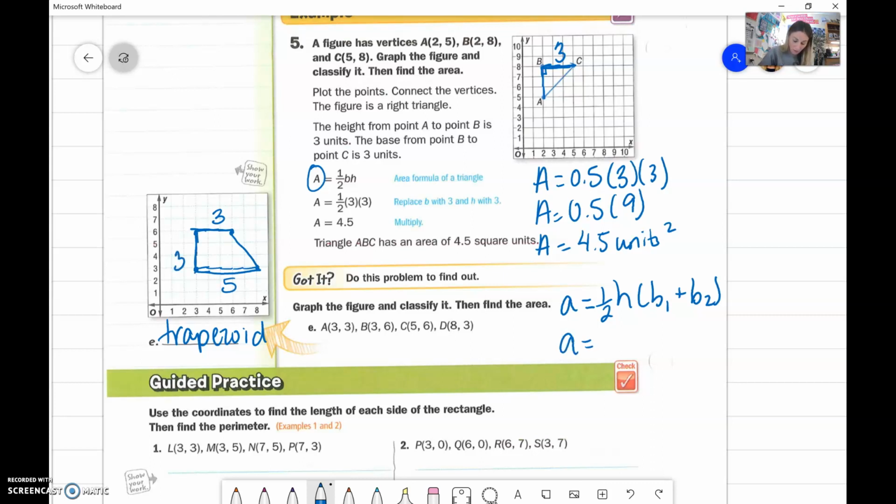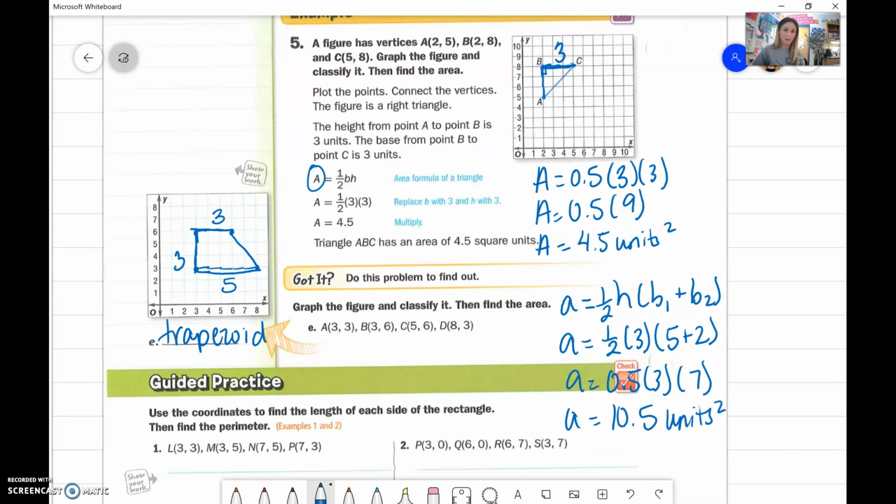So let's fill in what we know. Area equals half our height, which is 3, and then we have our base 1 and base 2. So we have 5 plus 2. I just did the bigger numbers first, it doesn't matter. 5 plus 2 is 7. So now we have area equals 1/2, or 0.5, times 3 times 7. I put it into my calculator, and I get 10.5, and that's going to be units squared.